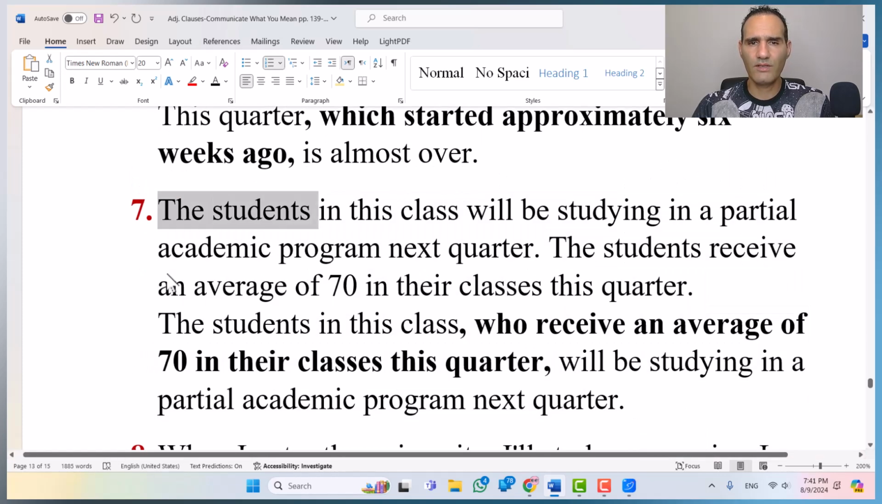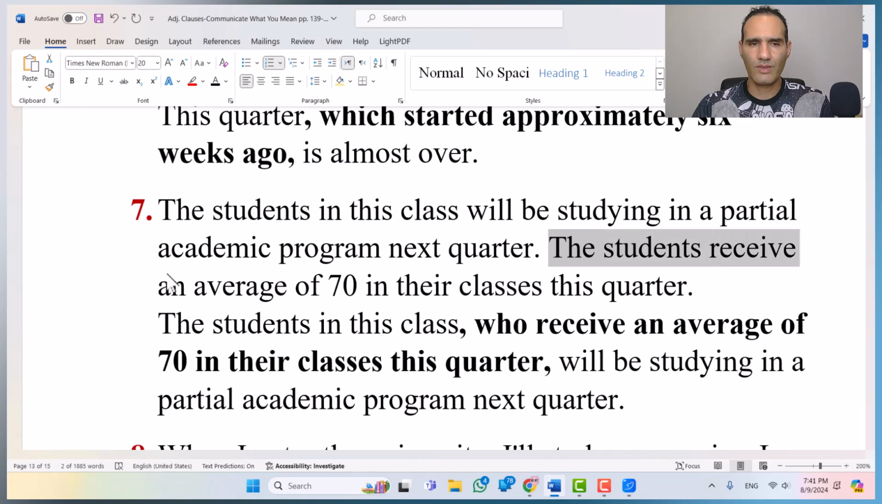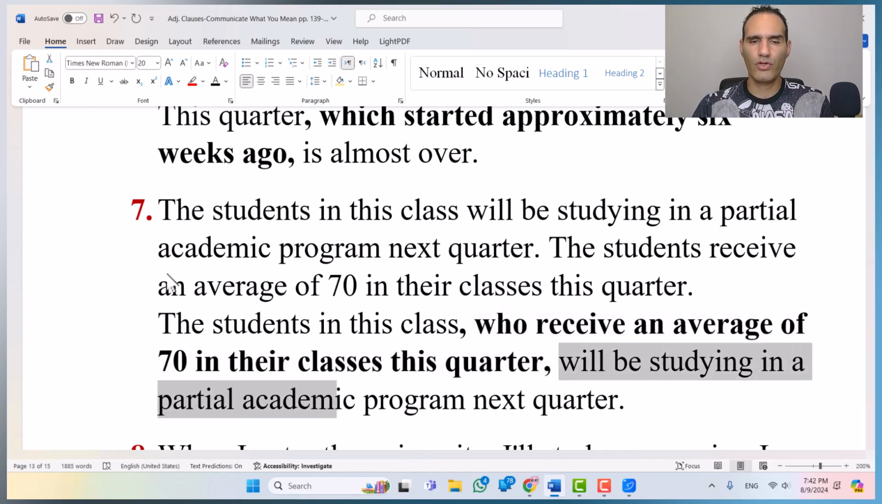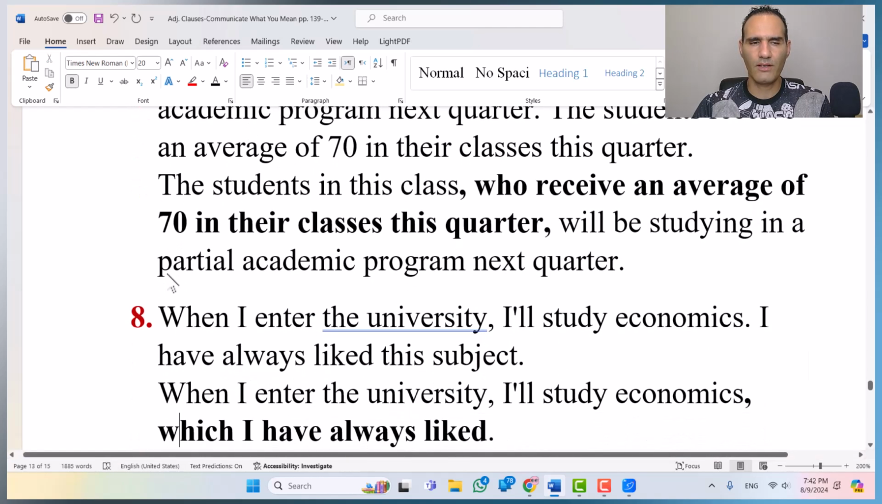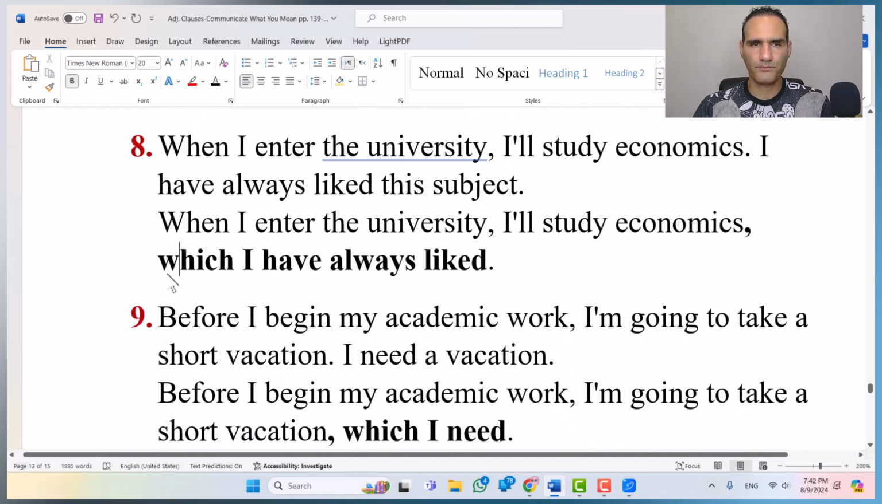Number 7, the students in this class will be studying in a partial academic program next quarter. The students receive an average of 70 in their classes this quarter. So the students in this class, who receive an average of 70 in their classes this quarter, will be studying in a partial academic program next quarter. Okay, relative pronoun as subject and unnecessary adjective clause set off by 2 commas.